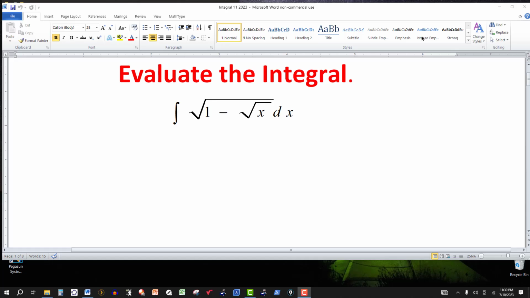For this video, we're going to evaluate this integral, the integral of the square root of 1 minus the square root of x dx. You want to give this a try? Go ahead and pause the video. I'll be right back.